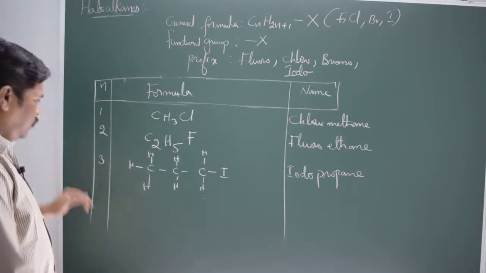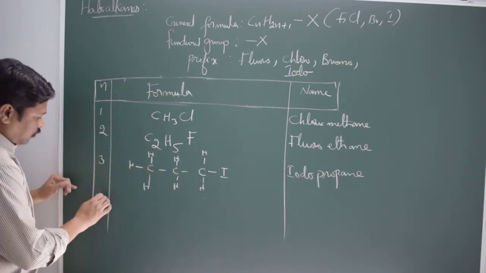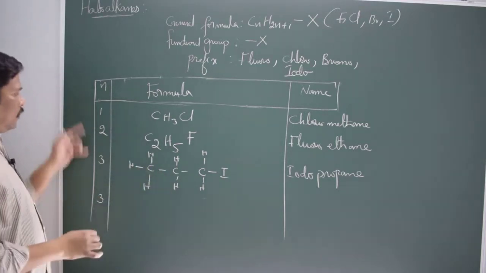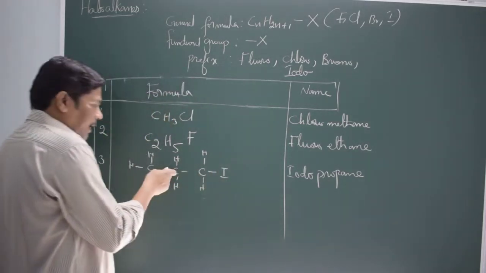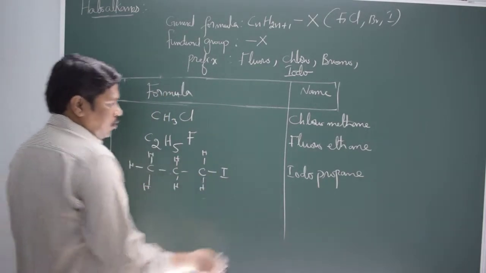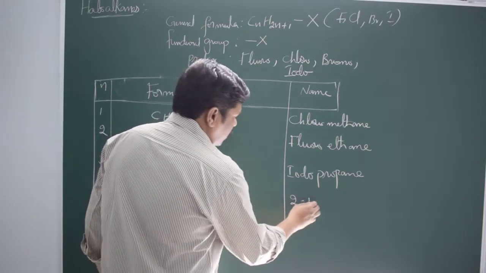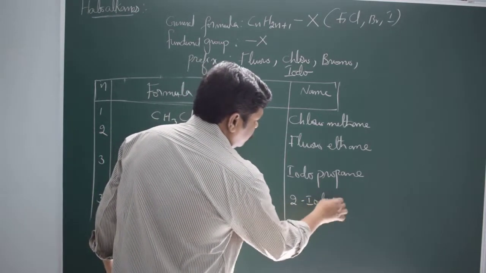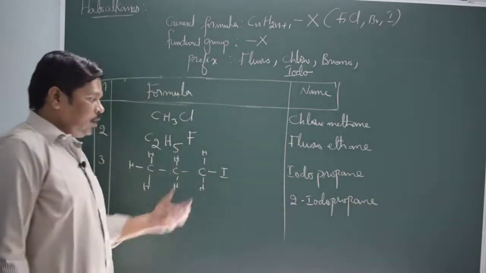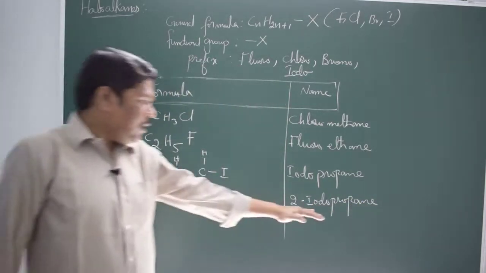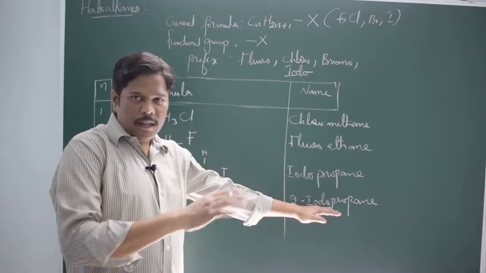So if I have to write this, then I have to count the carbon atoms now. So 3 is the number of carbon atoms. So I will write the name before itself. For the second carbon atom I am going to put iodine. So it is 2-iodo. So 2 represents the position of the carbon atom to which we are adding this iodine, the halogen.